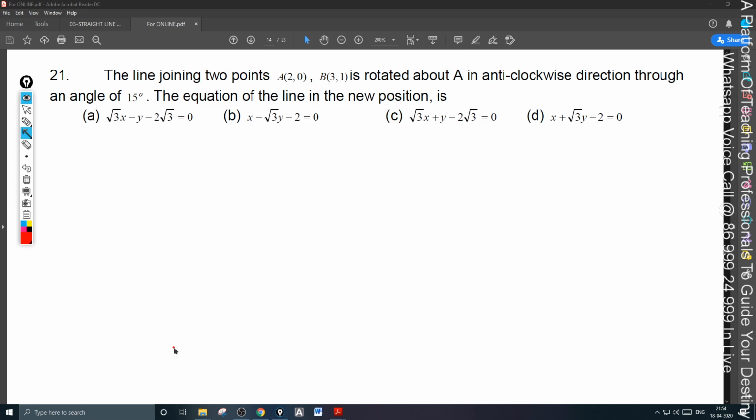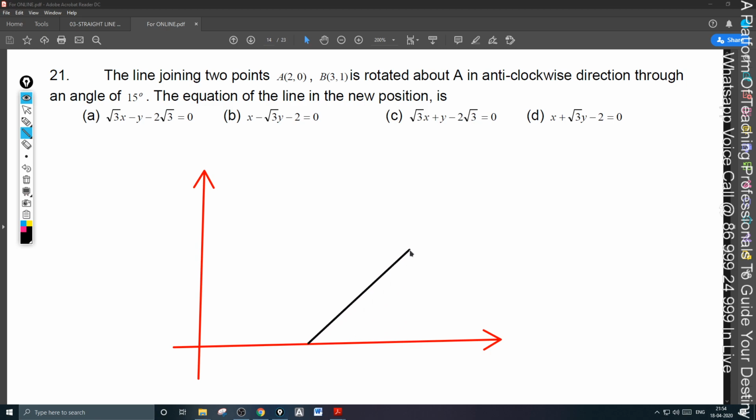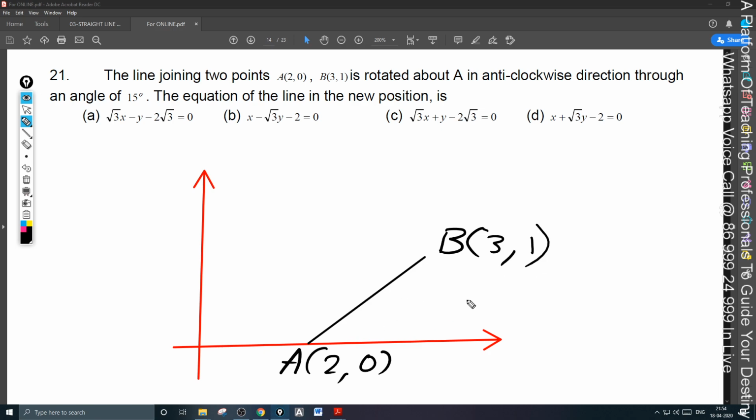Let me take this. X-axis, y-axis. There is a line joining A(2, 0) and B(3, 1). This point is going to be A(2, 0) and this B(3, 1). Then it is rotated in the anti-clockwise direction through an angle of 15 degrees.